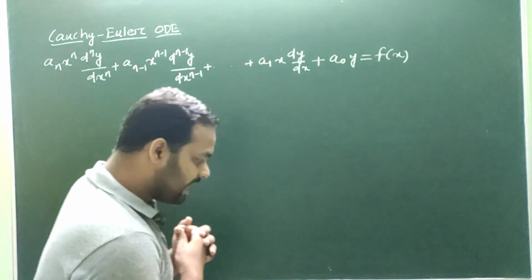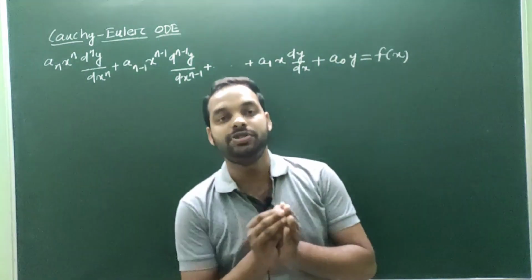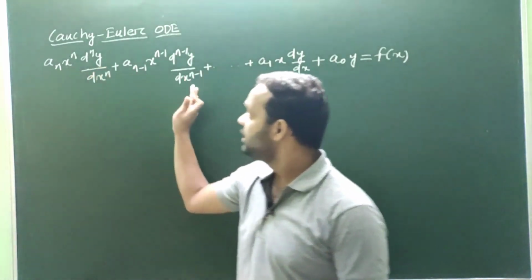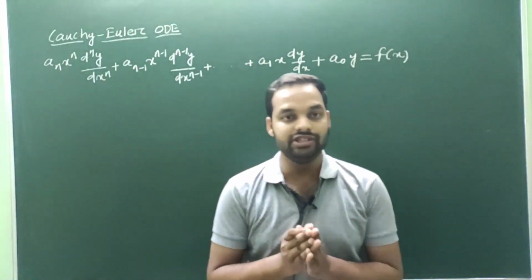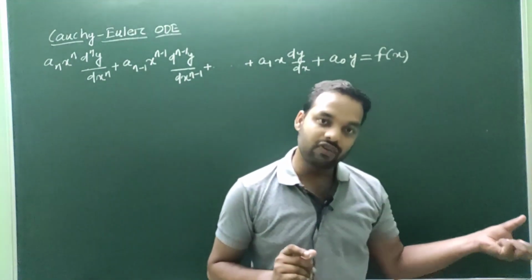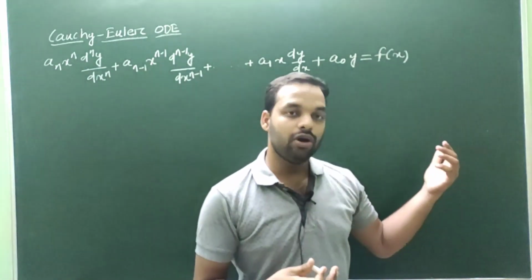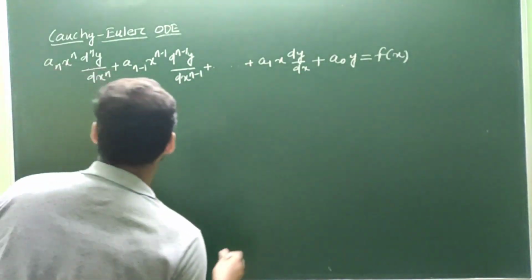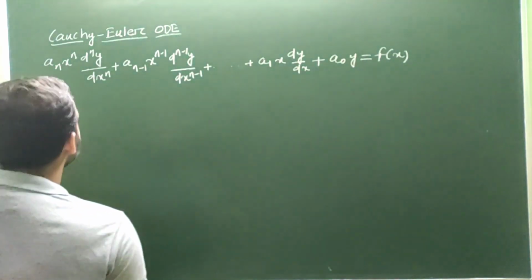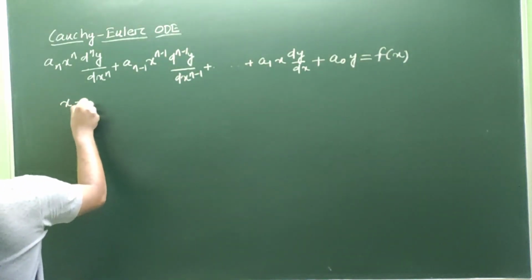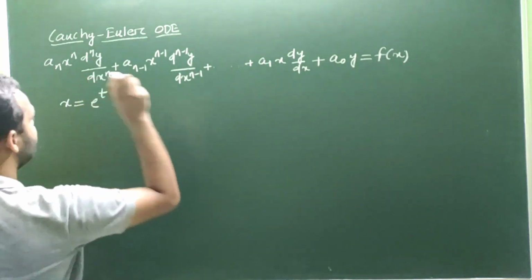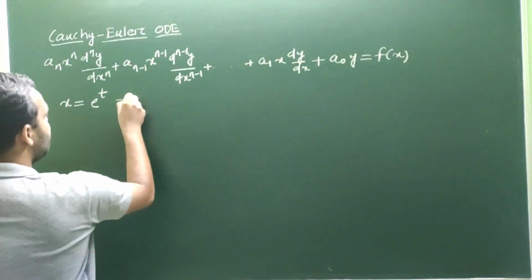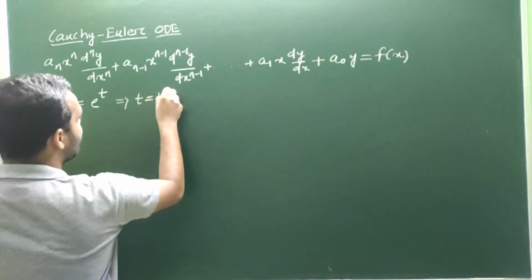Now what we can do in these cases is make a suitable substitution. By making this suitable substitution, these variable coefficients are reduced to constant coefficients. After that, we can find the complementary function or particular integral, as I have already told in the previous classes. So let's see what this suitable substitution is. Let's put x is equal to e^t. This is the suitable substitution. If x is equal to e^t, then t becomes log x.